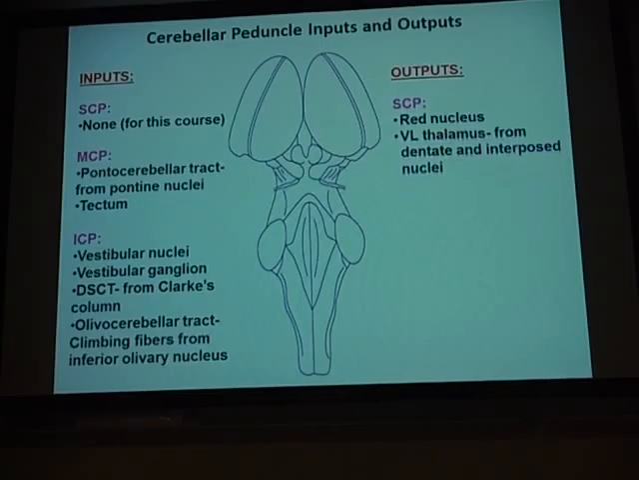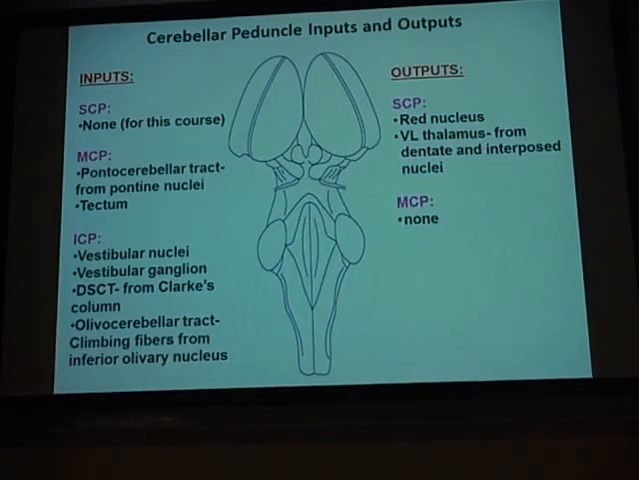In terms of output, the SCP plays a key role in projecting all of that motor information back to the cortex via the VL of the thalamus and to the red nucleus. So remember, the corticospinal tract and the rubrospinal tract both were doing motor functions, coordinating particularly limb movements. So the SCP is going to be projecting to both of those structures so that they can send their messages down those two tracts to the lower motor neurons of the spinal cord.